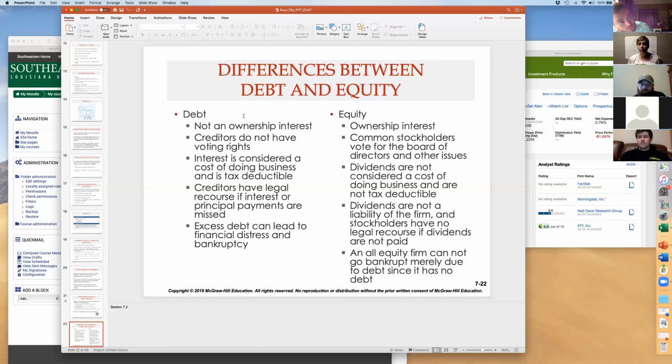So if it's an all equity firm, and there's quite a few tech companies that are all equity, nobody will lend to them. No bank will lend to them, and they can't issue debt. So they have to get angel investors. Those angel investors, like on Shark Tank, for instance, oftentimes are making some sort of equity deal with them.